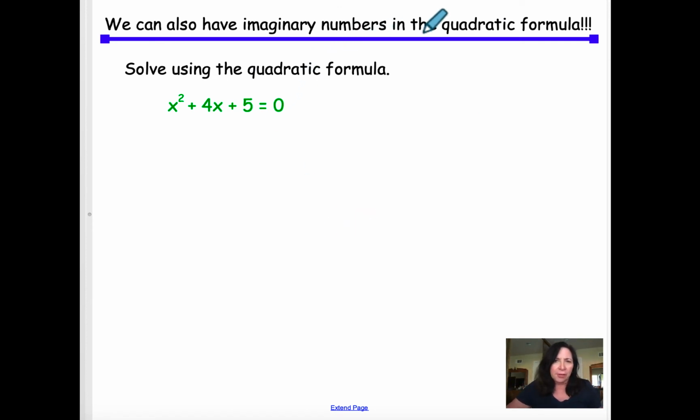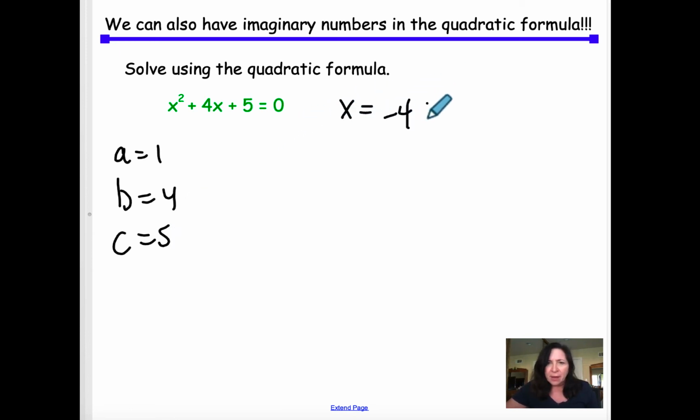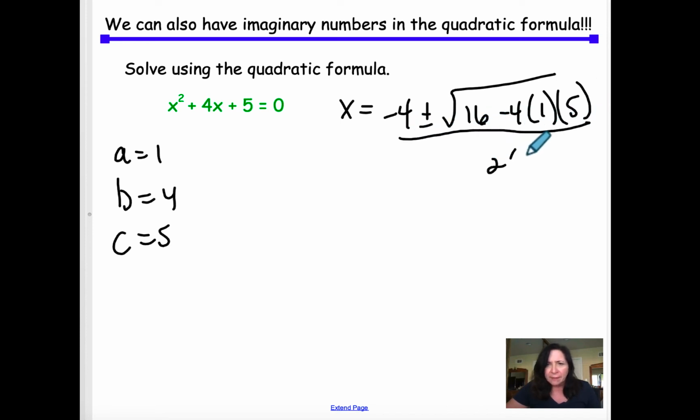Using the quadratic formula, solve. So again, we're trying to find the x-intercepts, and this is not going to factor, so we're going to use the quadratic formula. So remember, A is equal to 1, B equals 4, and C equals 5. So we're going to go x equals the opposite of B plus or minus the square root of B squared, which is 16 minus 4 times A times C, all over 2A. And so 16 minus 20 is negative 4.